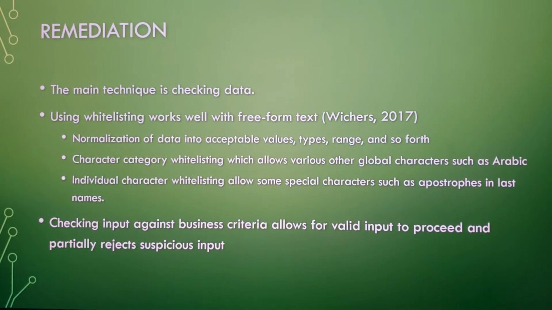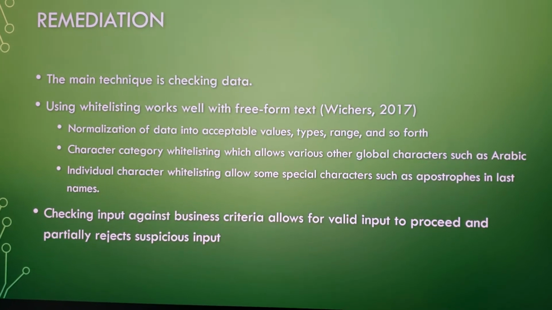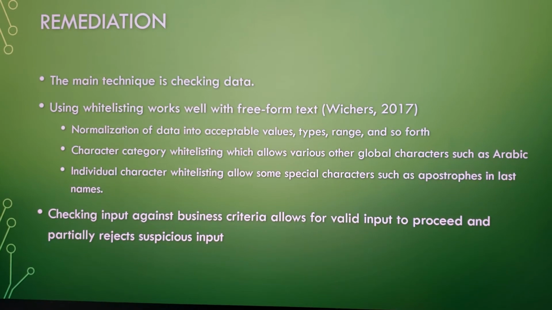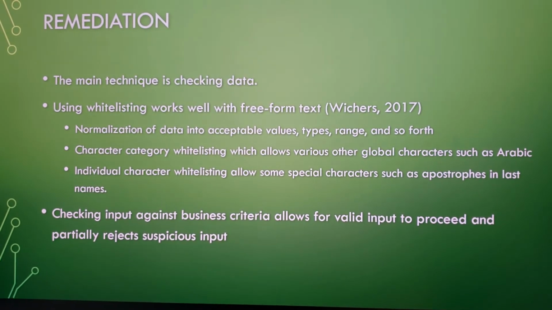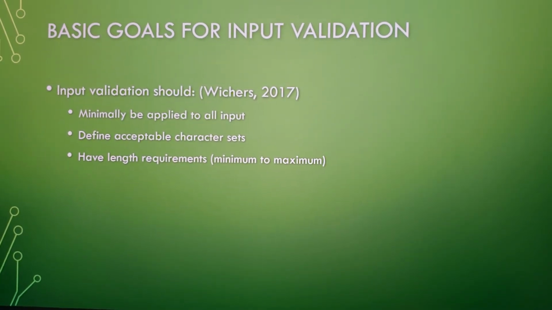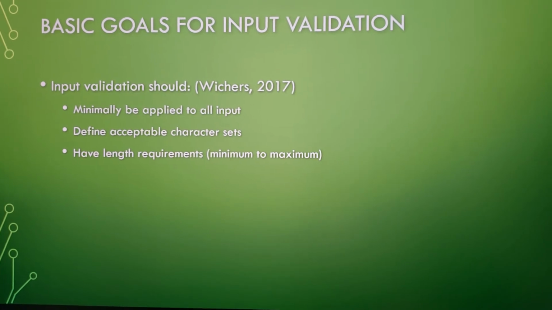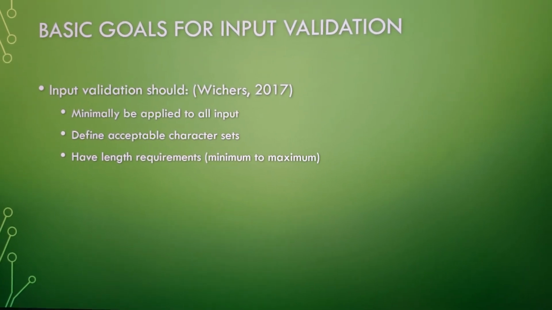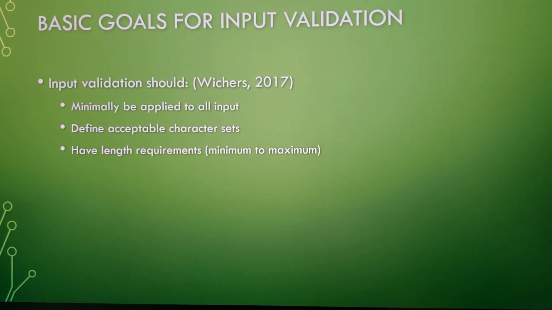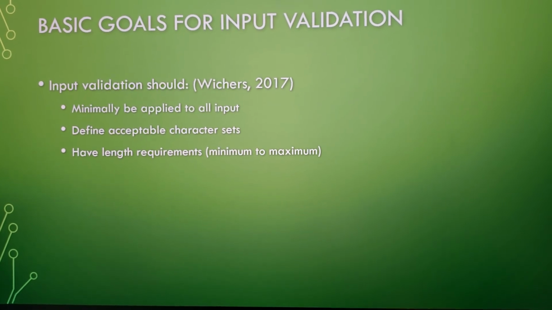Then checking input against business criteria allows valid input to proceed and partially rejects suspicious input. It can't, of course, stop everything, but the object is to try and stop as much as possible without putting a drain on the system. Basic goals for input validation. Minimally be applied to all input. It really should be applied to all input. Define acceptable character sets, and then have length requirements, minimum to maximum.